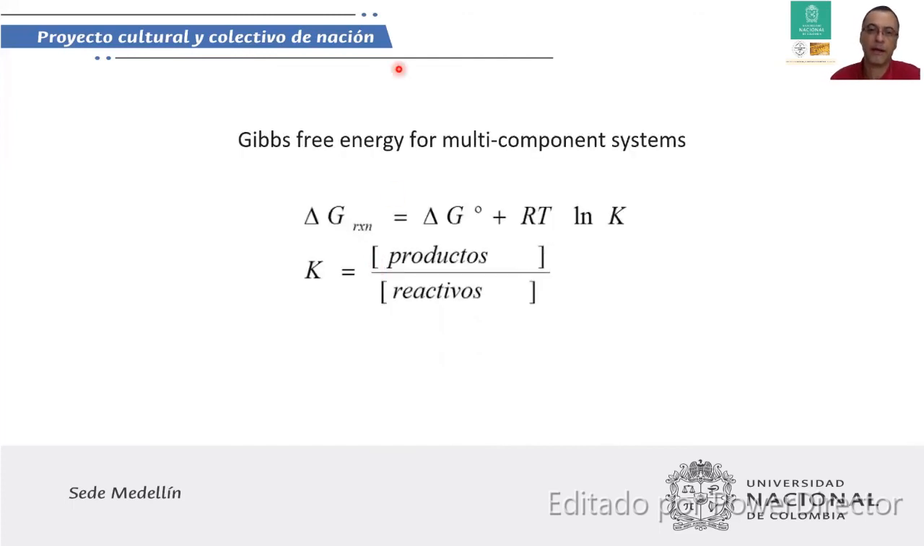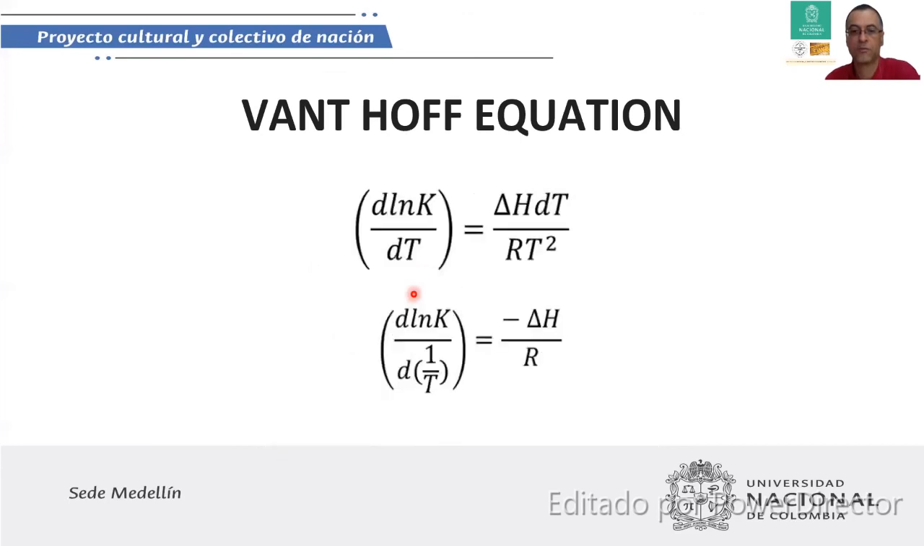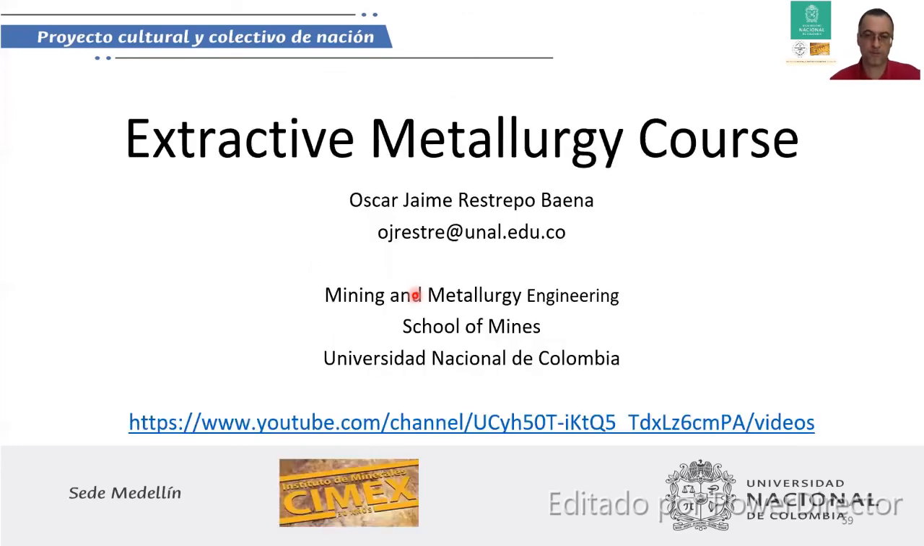Finally, the Gibbs free energy for a multi-component system is a way to present how a reaction could change. Delta G of the reaction is delta G zero plus RT logarithm of K. K is the equilibrium constant of the reaction. It could be defined by the concentration of the products divided by the concentration of the reactants. Okay, finally, the Van't Hoff equation to define another condition of the system.